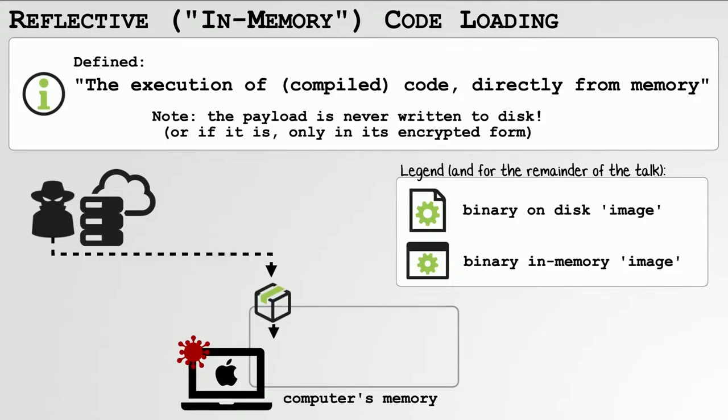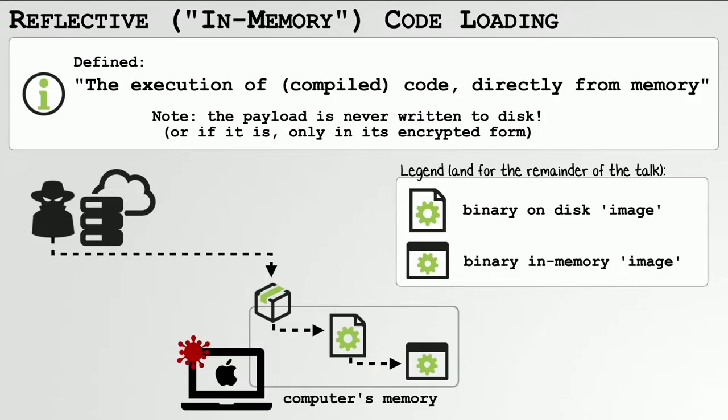So what is reflective or in-memory code loading, code execution? This is my definition, but essentially it's the execution, and this is a keyword, of compiled code directly from memory. There are several key points here. First, we're talking about compiled code. We're not talking about shell code or anything like that. Also, the benefit of this, as we'll see, is that the payload never touches disk, and we'll talk about why this is important. There are some cases where the payload can touch disk if it's fully encrypted, but the unencrypted code is never going to be on the file system.